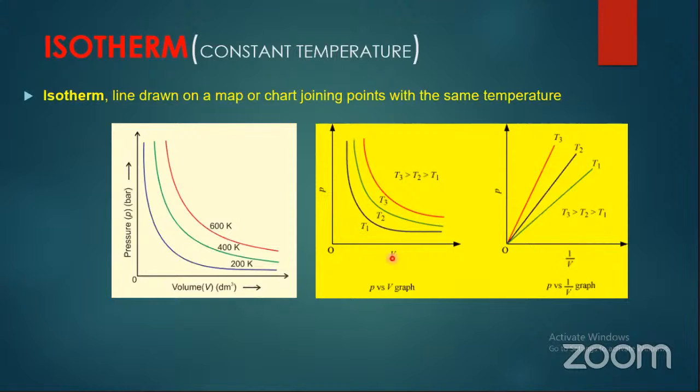So if PV is taken, P and V are inversely proportional. But if P versus 1 by V is taken, this is a directly proportional graph. So that is again a straight line passing through the origin. And here also, this red color one is the highest temperature line. So that's why T3 is greater than T2 and greater than T1. This is also one of the competitive exam questions.